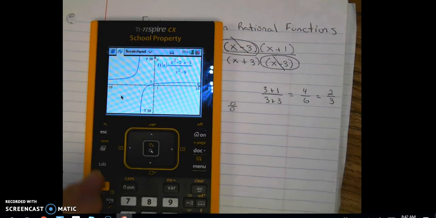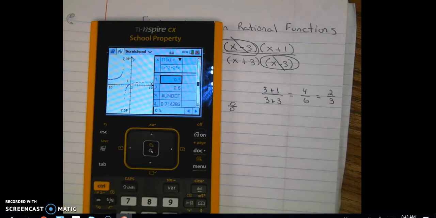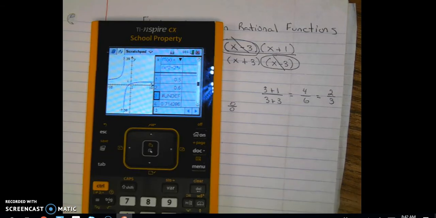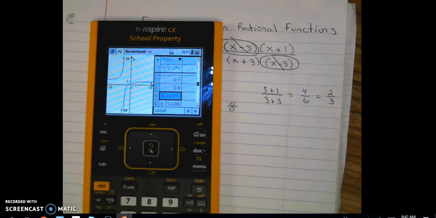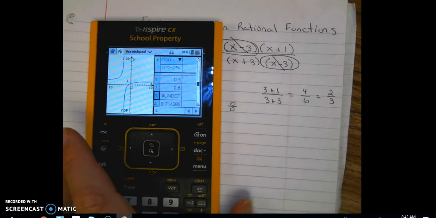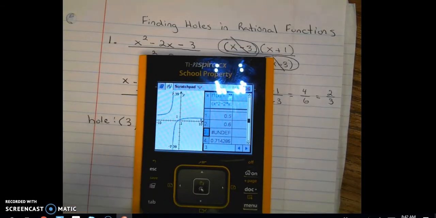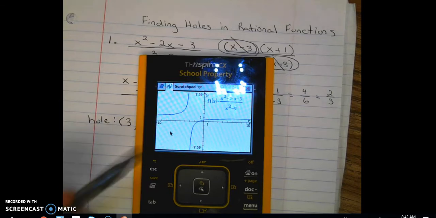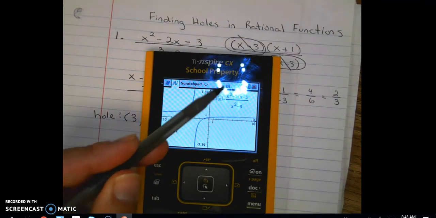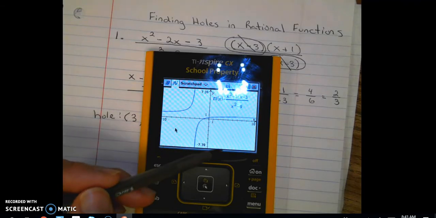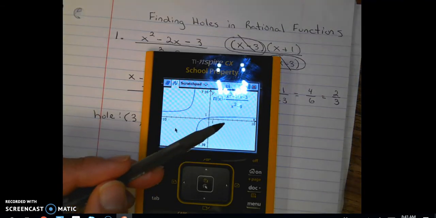So to prove to you that there is a hole there, once we plug this in, if we press Control T, go to our table, and go down to x equals 3, notice it's undefined. That means that the function does not exist when x is equal to 3. Now you might be thinking, well, shouldn't there be a vertical asymptote there? Okay, but notice there is not a vertical asymptote there, yet it's undefined at x equals 3. There is a hole right there in the graph.